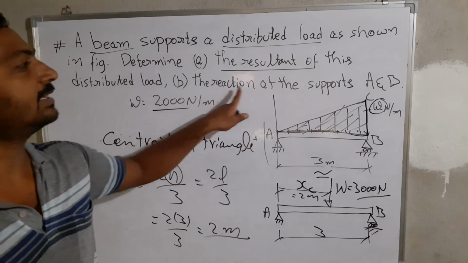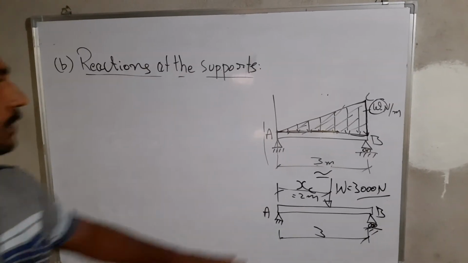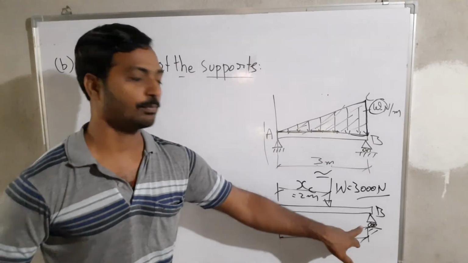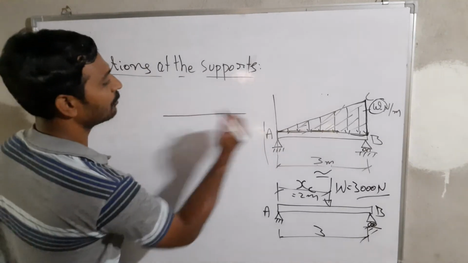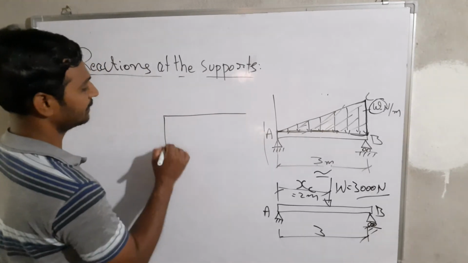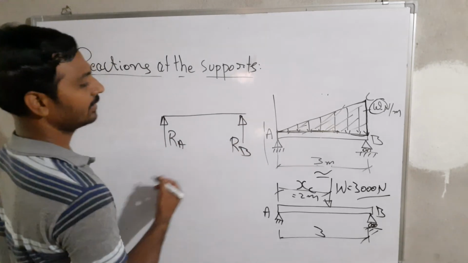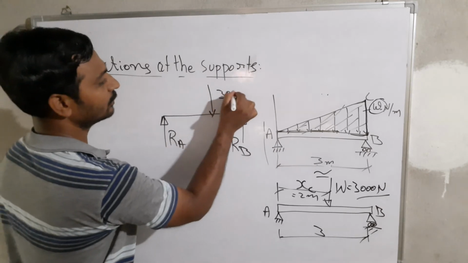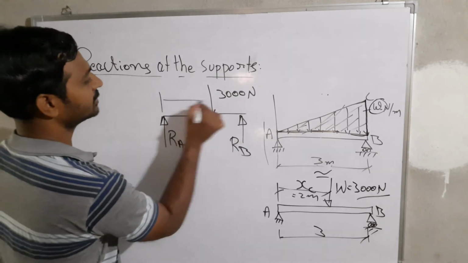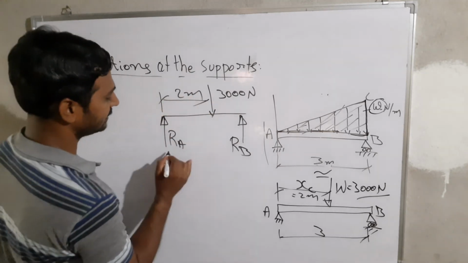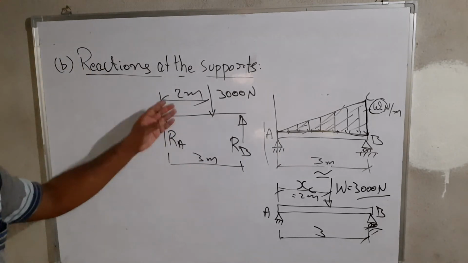Now, we are going to calculate the reactions at the supports A and B. So from this one, I am going to remove all these supports to find the reactions at the supports. The same diagram I am going to represent as a skeleton here. This is going to be your RA and this is going to be your RB. And the load of 3000 newtons, after converting the distributed load, acts at a distance of 2 meters, and the total is 3 meters. So from this one it is going to be very easy.